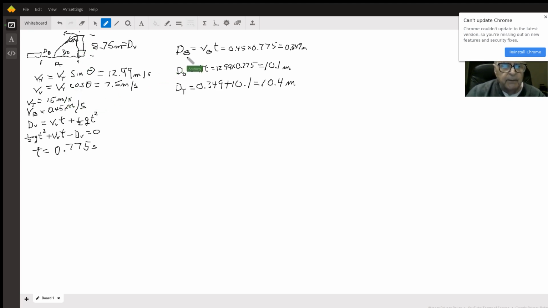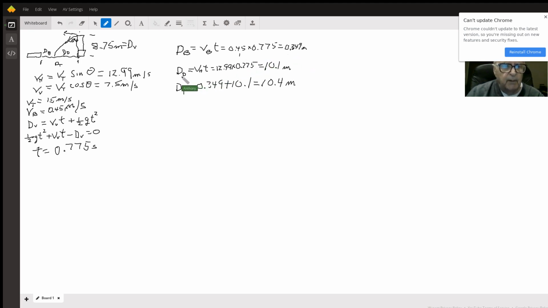So now the distance that the boat travels in that time t, is this distance right here. And that's the velocity of the boat times the time, which we just worked out. And it's 0.45 times 0.775 seconds. And you come up with 0.349 meters.